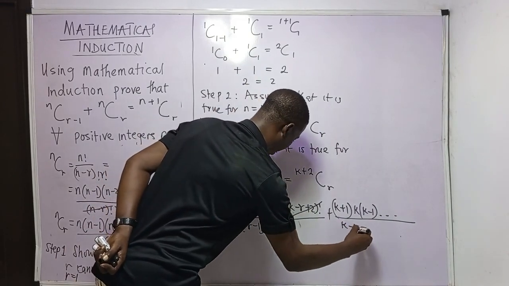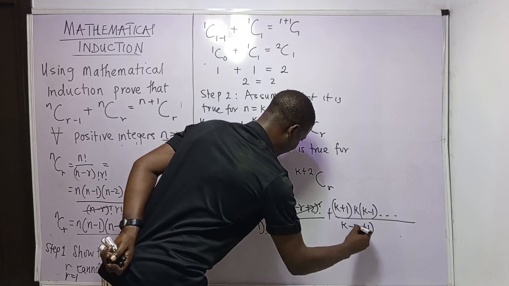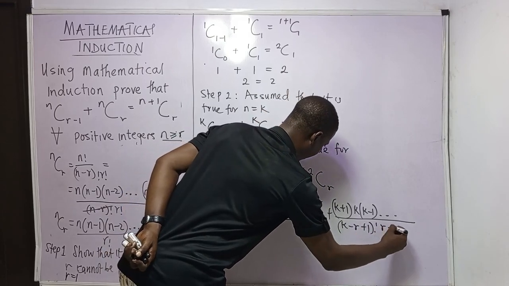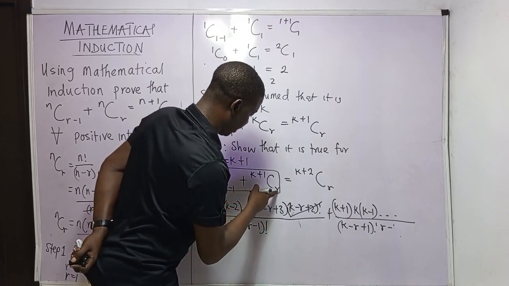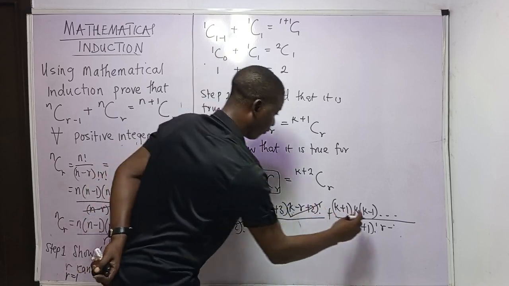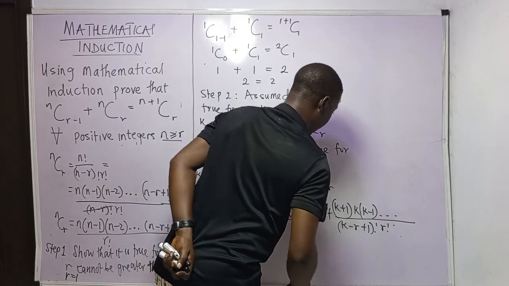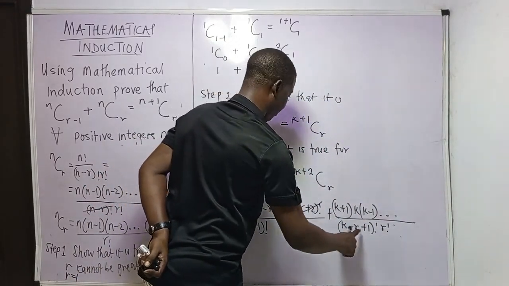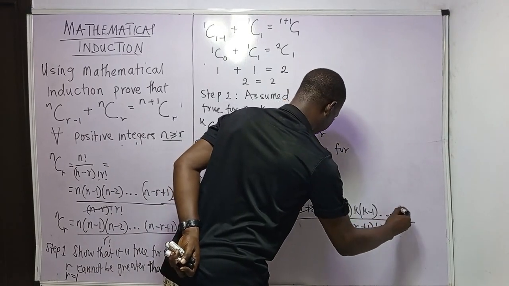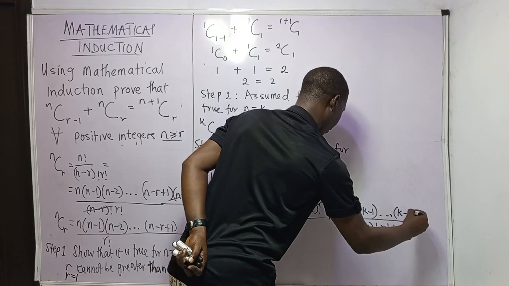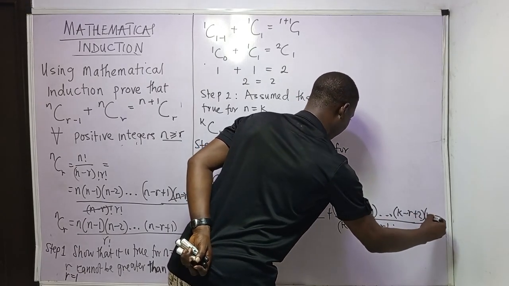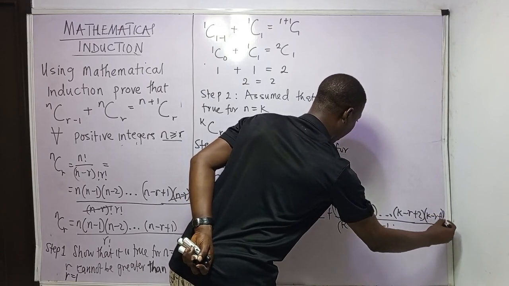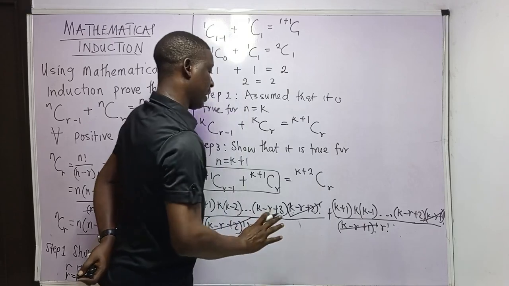K minus r plus 1, that is factorial. Then r minus... that means this minus this will give us this. Then r factorial. Then if this one is the last term, the second to the last term will now be what? K minus r plus 2, which is k minus r plus 1 that will now cancel out. Factorial will come, so we are left with that one.